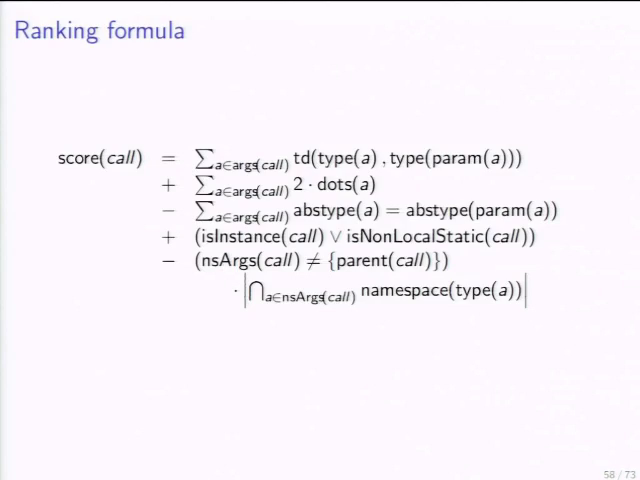So I don't expect you to read this slide. This is just showing that we have some score that these metrics are combined into, and we compute this score for each result in the result set, and then sort the results, and that's the ranking mechanism.